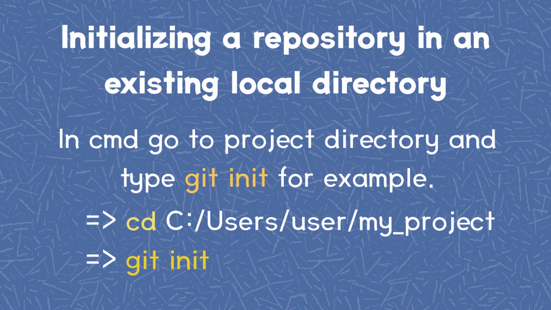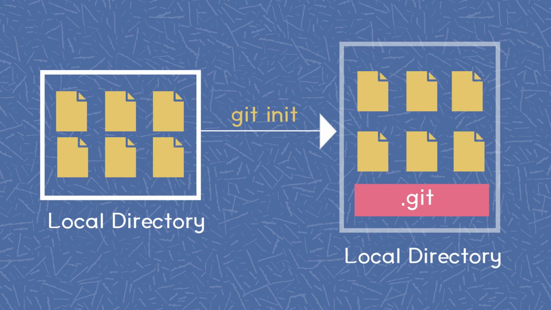To initialize a repository in an existing local directory, in the command line go to the project directory and type git init. Git init creates a new subdirectory named .git that contains all of your necessary repository files, a Git repository skeleton.